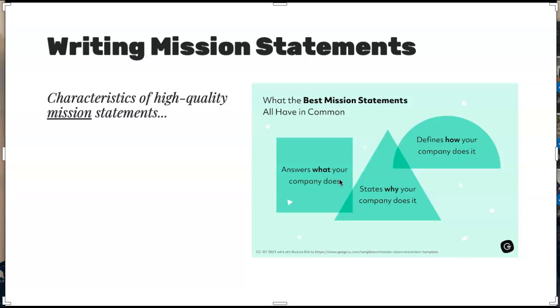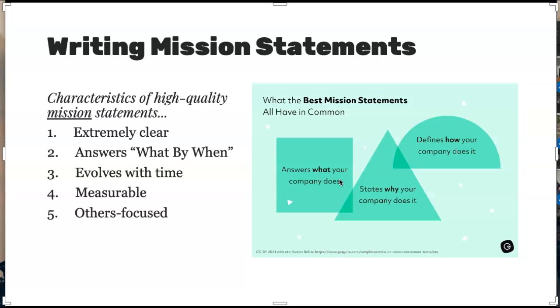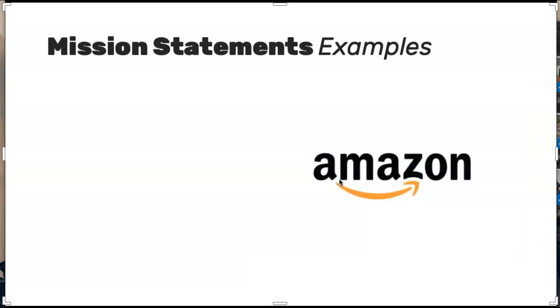Mission statements: the three key things that good mission statements all have in common. And the characteristics are listed here. Extremely clear, answers the what and by when. It evolves with time. It's measurable to some degree, and it's others focused. What I want you to remember is actually in this graphic. It says that the best mission statements all have in common that they answer what your company does, state why your company does it, and define how your company does it.